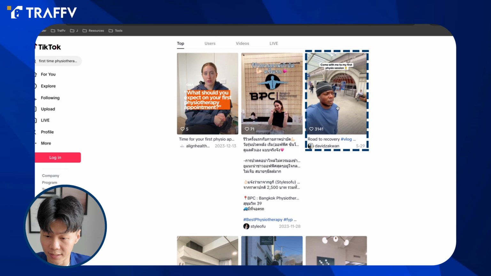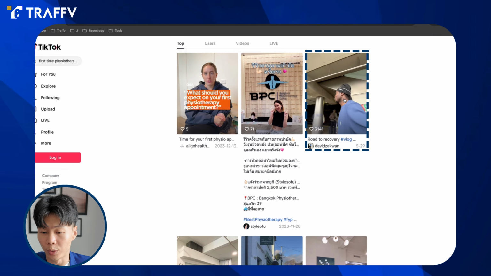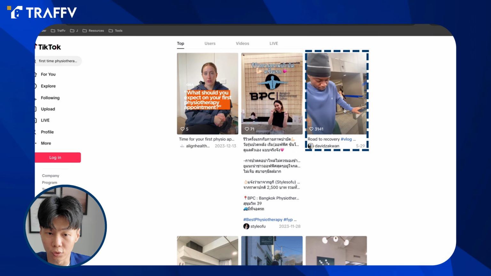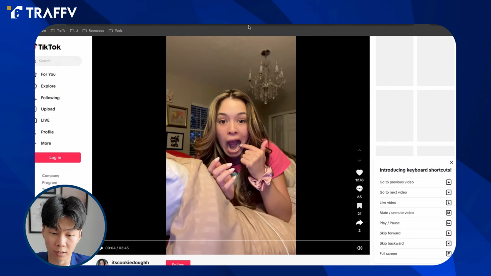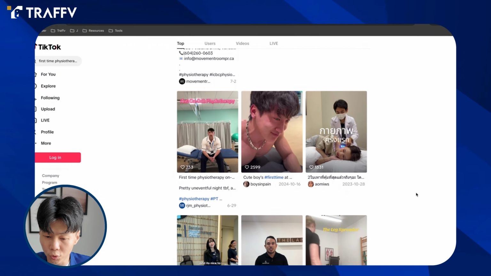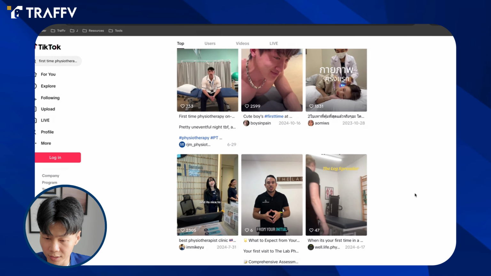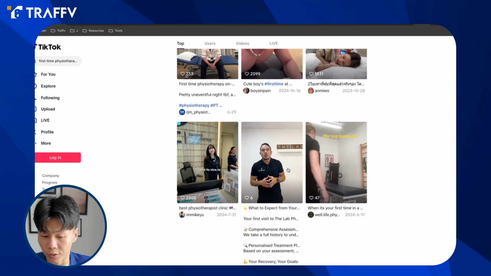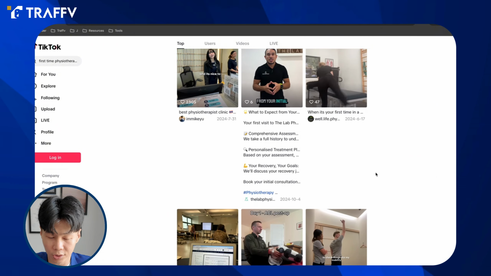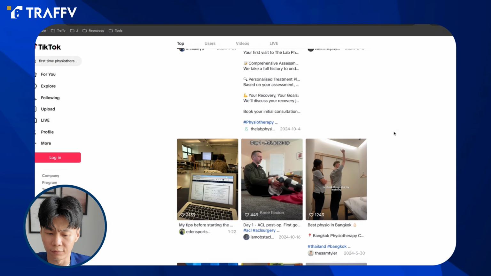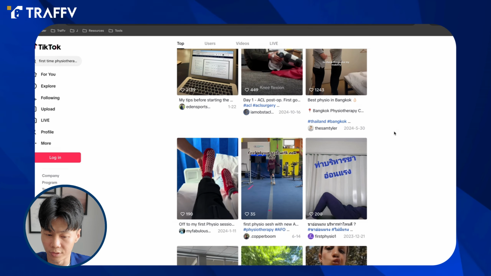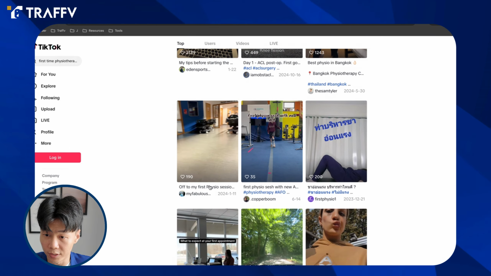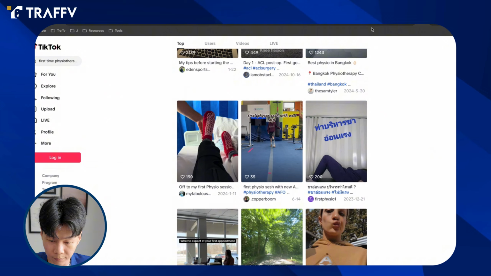So I'm scrolling through like this. This looks like a genuine, real experience by somebody. So I've already opened this up here. And then you just basically scroll through and look at the setups. Some are pretty obviously done by physiotherapists or a physiotherapy clinic. And sometimes just looking at the title, you can gauge whether this is a real experience or not, right? So off to my first visit session, this looks like a genuine experience.